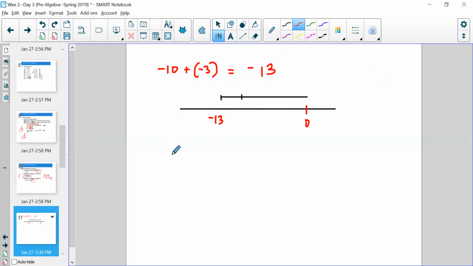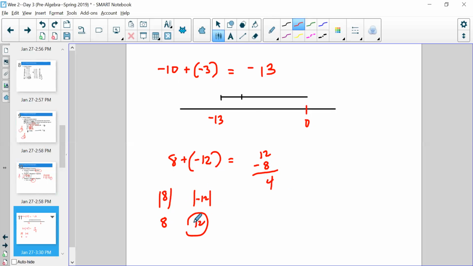Another one, what if I had 8 plus a negative 12? And I would ask, well, are the signs the same? And this would be no, they're different. So I actually get to subtract these two. 12 minus 8 is 4. And then I'm looking at what has the largest absolute value. Absolute value of 8 is 8. Absolute value of negative 12 is 12. This one's larger. This one has a sign of negative. So therefore the answer is negative 4.